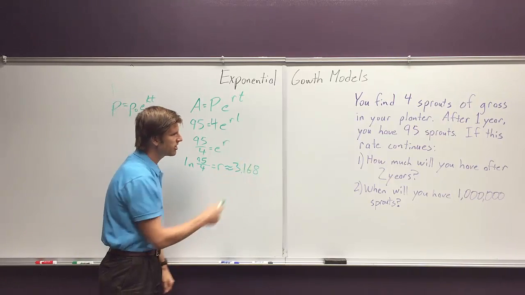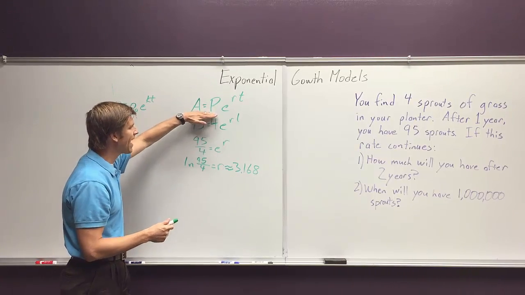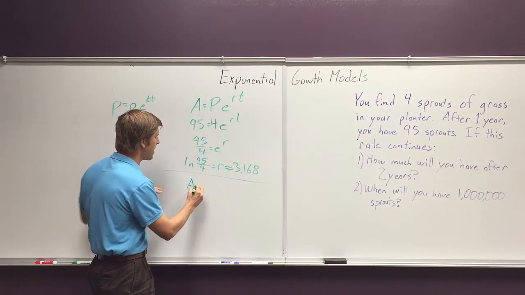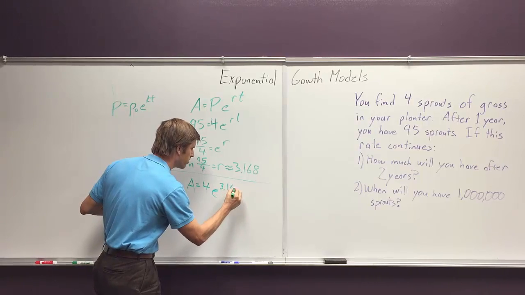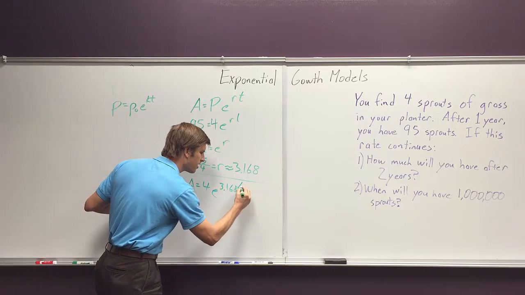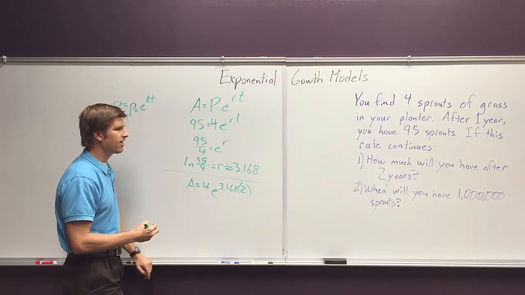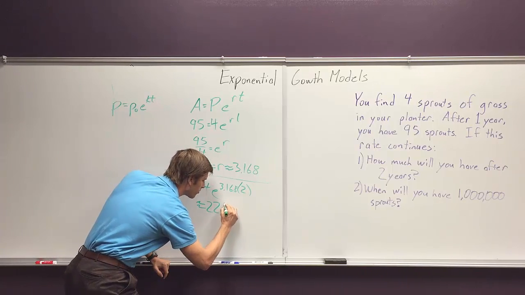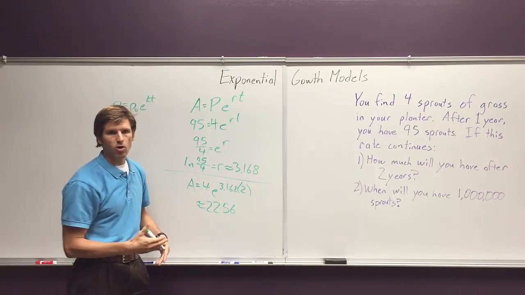Okay, now the question is, if that rate continues, how much will you have after 2 years? So I have to go back to the original model, and I want to know the amount, starting with 4, having a rate of 3.168, after 2 years. So I calculate this out, and it predicts somewhere around 2,256 sprouts. So is that an accurate growth model?